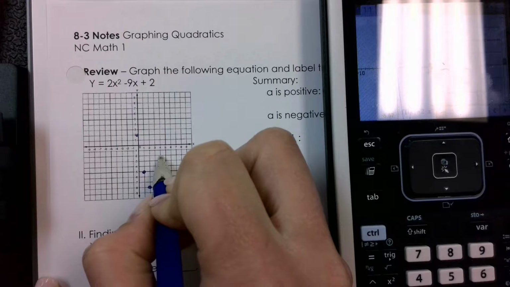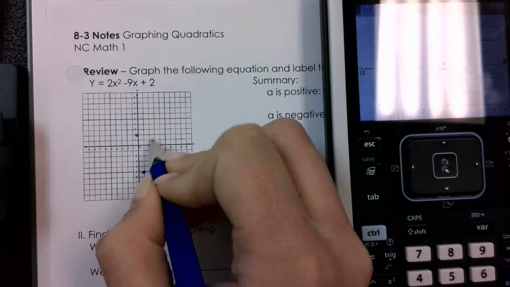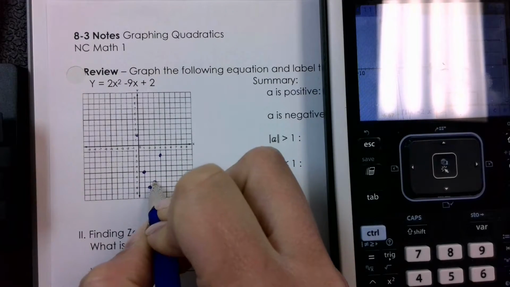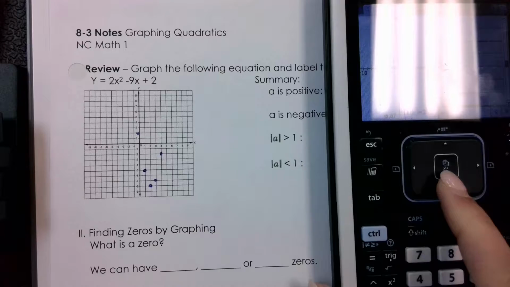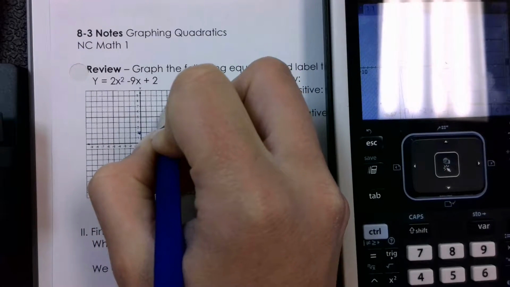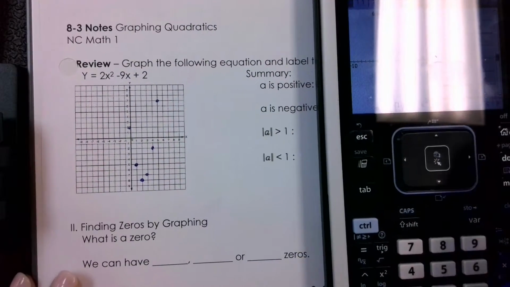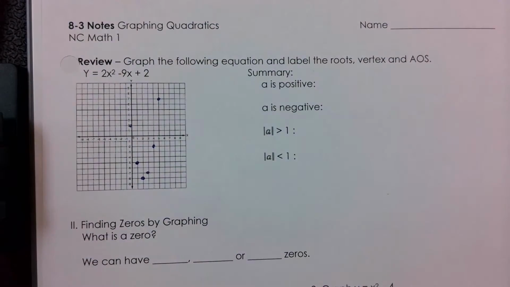We could do 4, -2. Is there anything for 3? 3, -7. Let's get that going. For 5, we could do 5, 7. Anything else? I think the rest is off of our graph, which is okay. So we've got all these points.